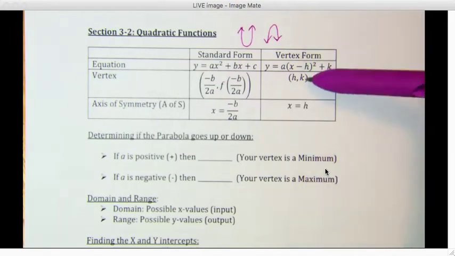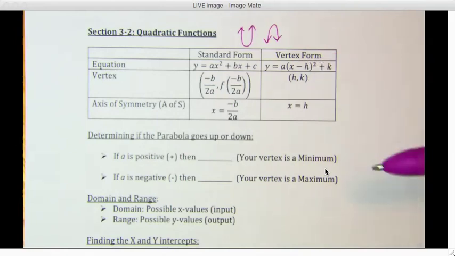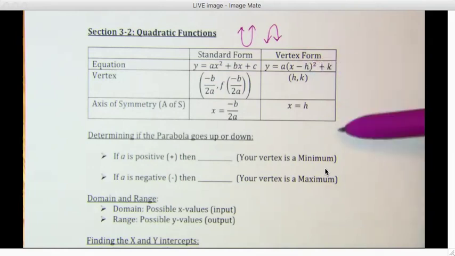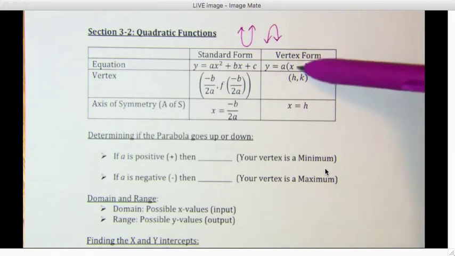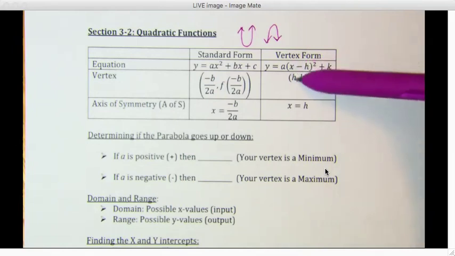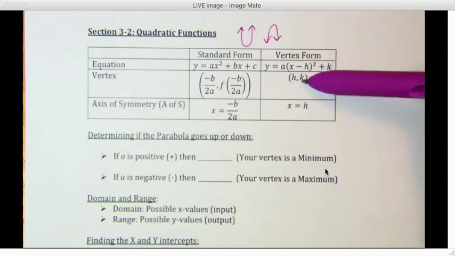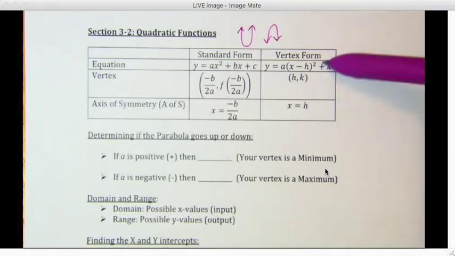The vertex form, which in my opinion is a little bit more useful for graphing because it gives us the vertex in the equation. The vertex is going to be this h value and then the k value. Notice here that there's a minus sign here. So if this says x minus 3, it's actually positive 3 for your vertex. If this says plus 3, it's actually plus 3. So the sign for the k stays the same.